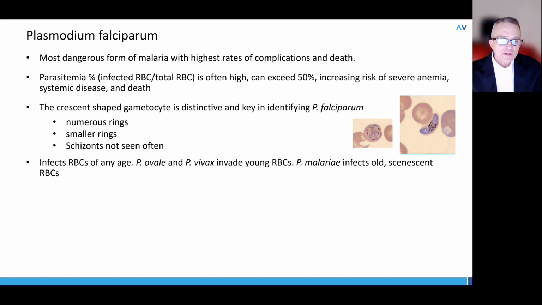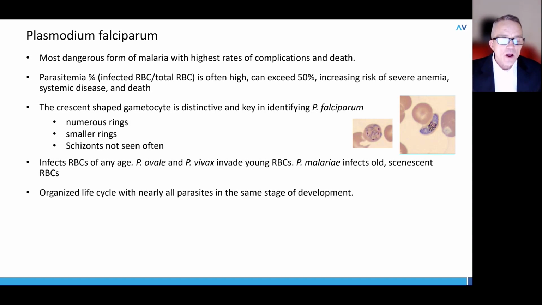Falciparum can infect red blood cells at any age. So, you know, there's a 120-day lifespan. It's any age of the red blood cell, from 1 day old to 120 days old. Falciparum can infect all of them. Plasmodium ovale and vivax generally invade only young red blood cells, or the reticulocytes, or the polychromatophilic cells, the larger ones. Malariae infects red blood cells at the end of their lifespan, so the old, what we call senescent red cells.